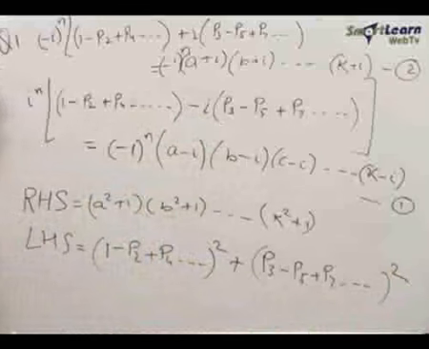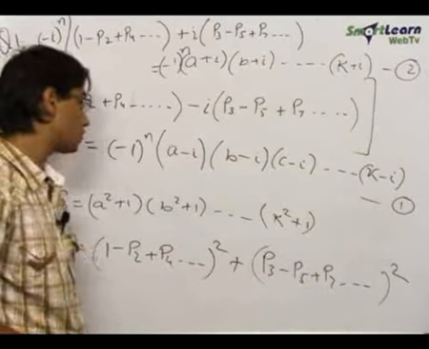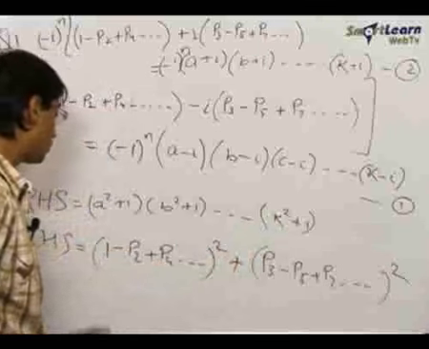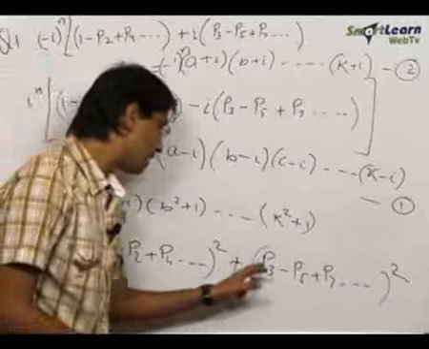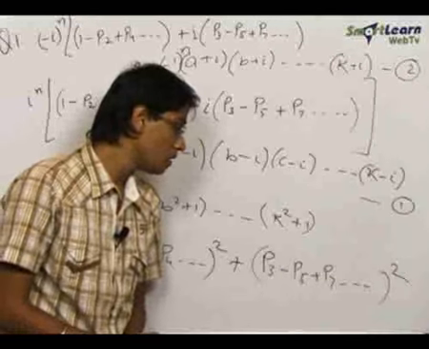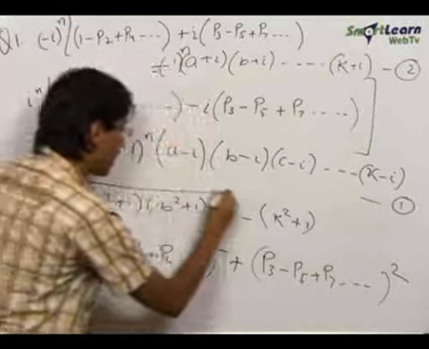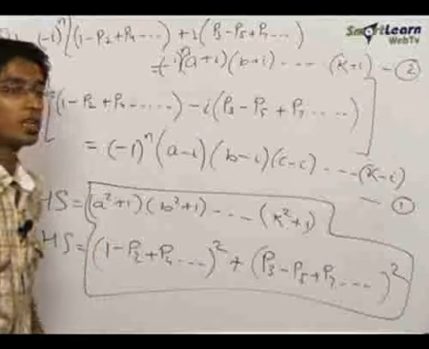So on equating the LHS and RHS, we get (a square plus 1) into (b square plus 1) up till (k square plus 1) is equal to (1 minus p2 plus p4) whole square plus (p3 minus p5 plus p7 going up till the last term) whole square, and this was the desired result which we needed to prove.